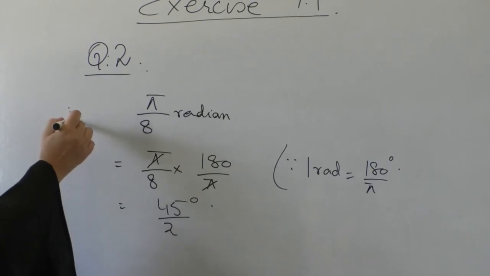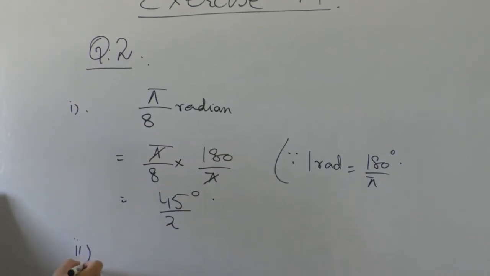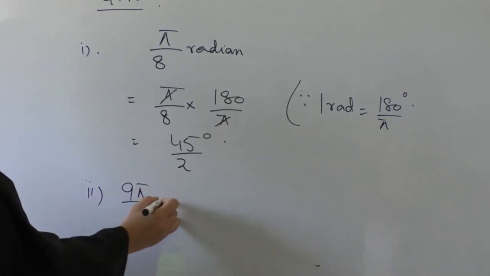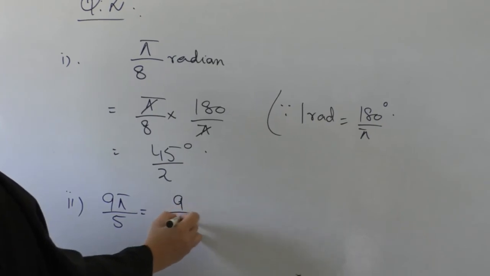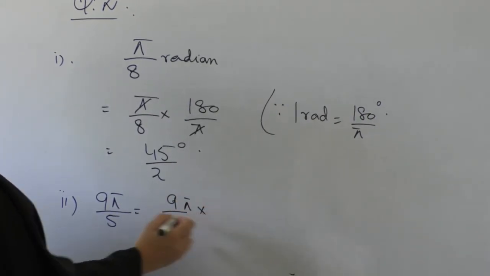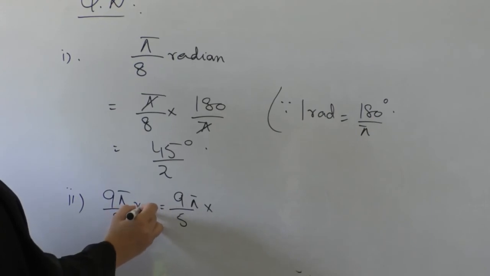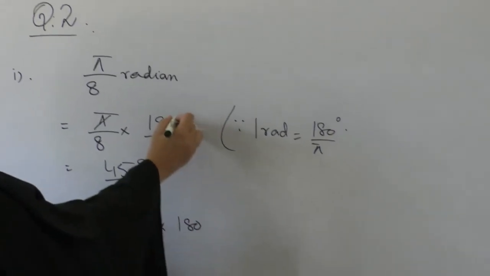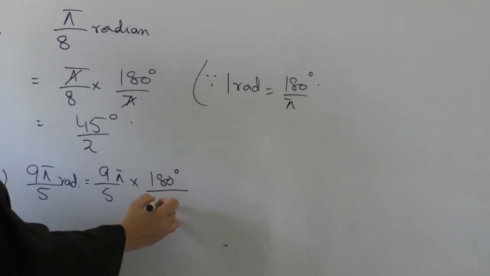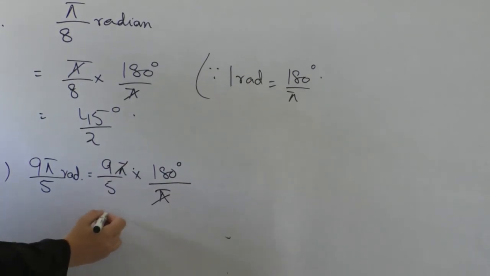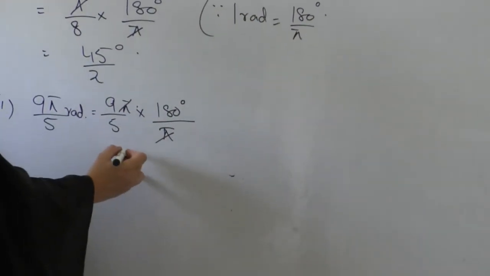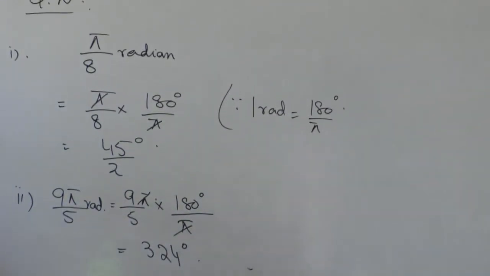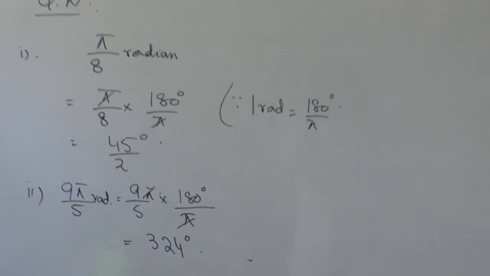This is first part. One more. This is 9 pi by 5. Again, 9 by 5 pi remains as it is, and this radian will be converted into 1 radian, which is 180 degree divided by pi. Pi is cancelled and we multiply them. It becomes 324 degree. So this one is the method, and rest of the questions are very easy to solve.